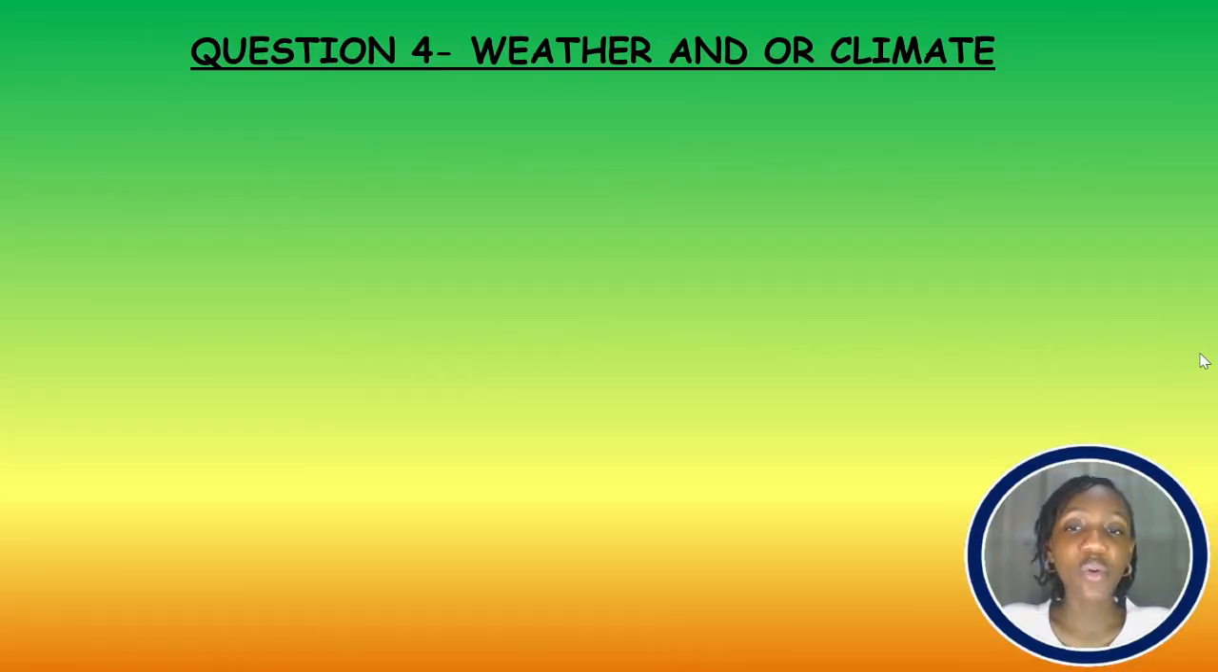Weather is the atmospheric condition of a place over a short period of time, while climate is the average weather condition of a place over a long period. So under question 4, it could be asked a variety of questions, and most of them are usually under climate, as it's a very broad topic. It even has 2 chapters in the textbook.